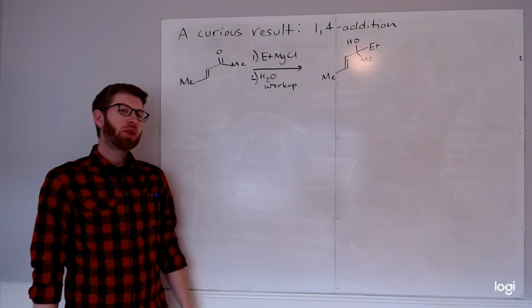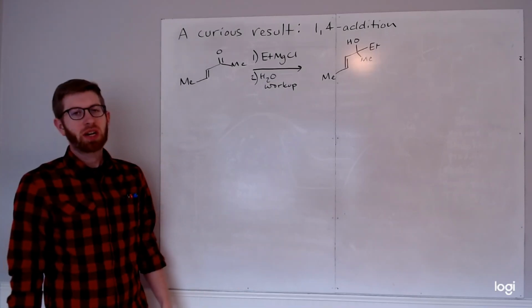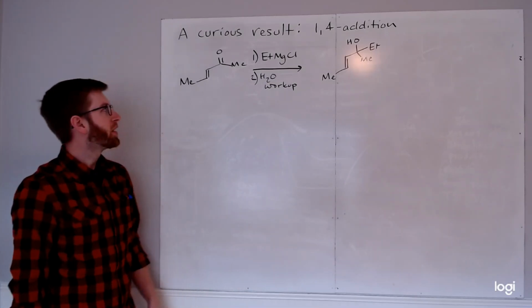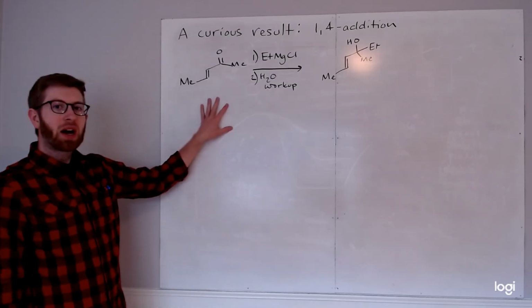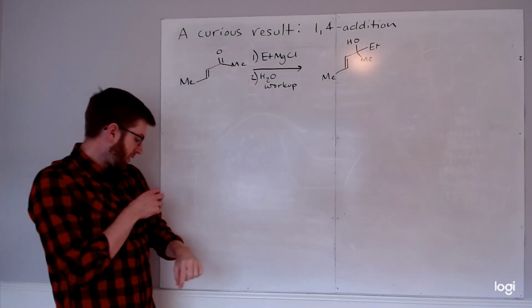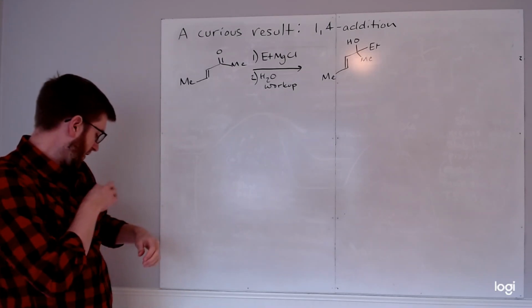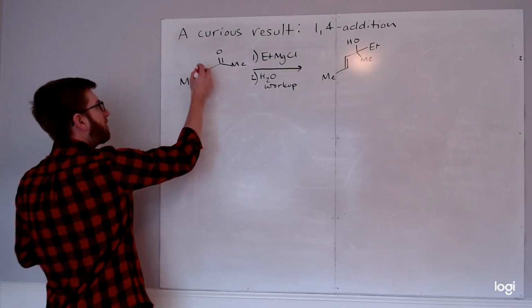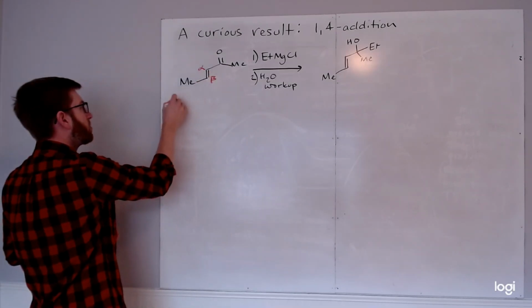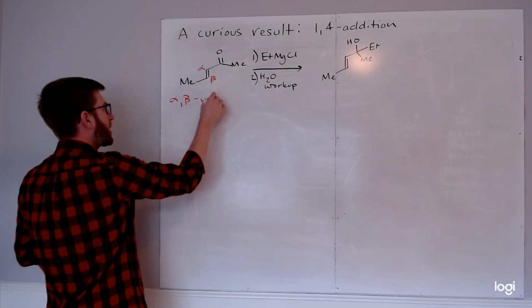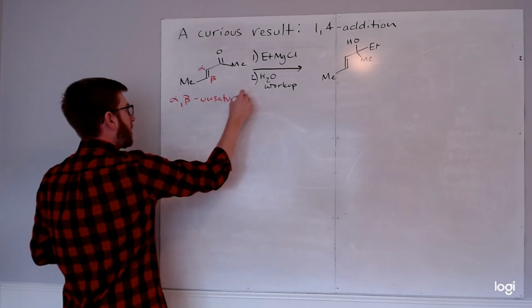In this video we'll be looking at what really amounts to an unusual kind of result that we observe when we react nucleophiles, like in this case a Grignard reagent, with certain kinds of carbonyl electrophiles, and specifically carbonyl electrophiles that are what we call alpha beta unsaturated. So this would be an alpha beta unsaturated ketone.